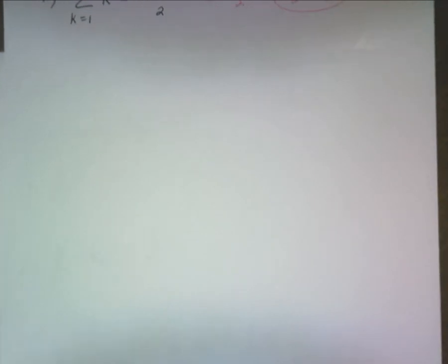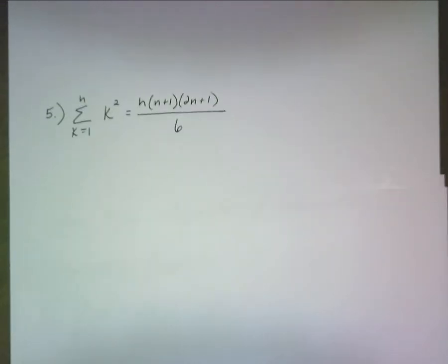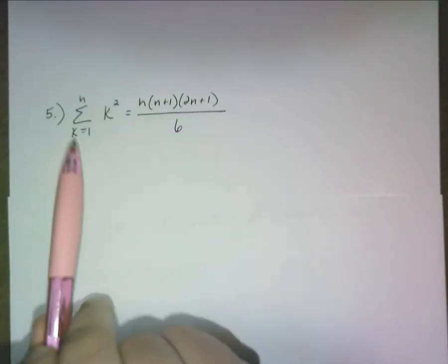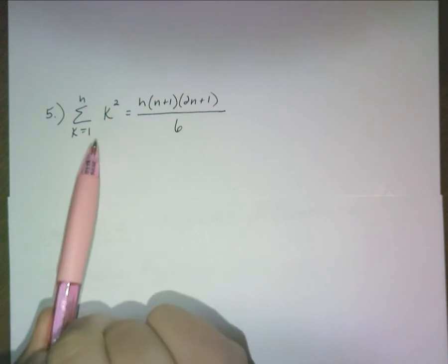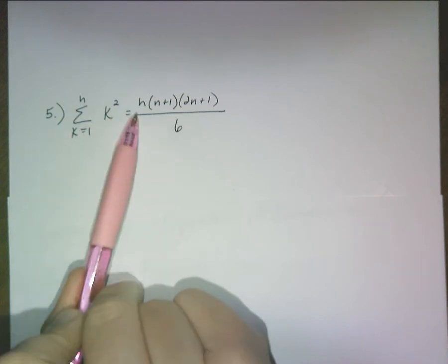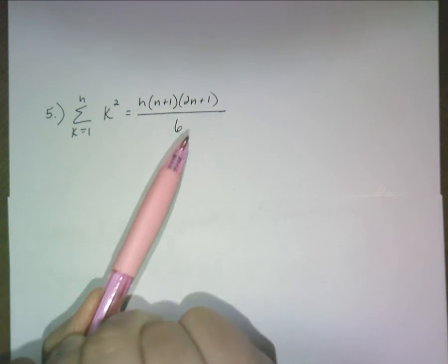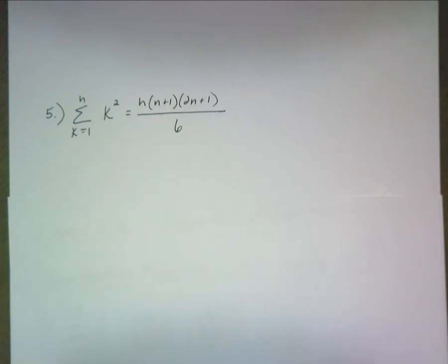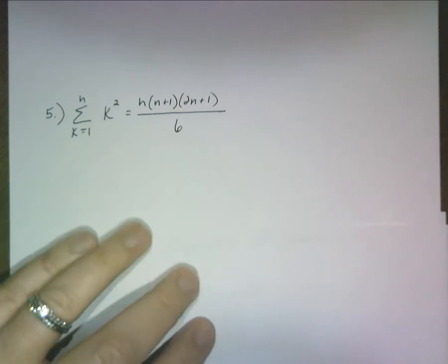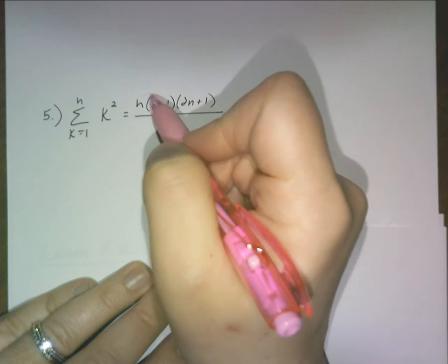The next one is the sum of k squared as k goes from 1 to n, okay? And the formula is n times n plus 1 times 2n plus 1 over 6. Well, again, I would say let's FOIL this out. Let's factor this out, okay? So we'll just do this into this one.